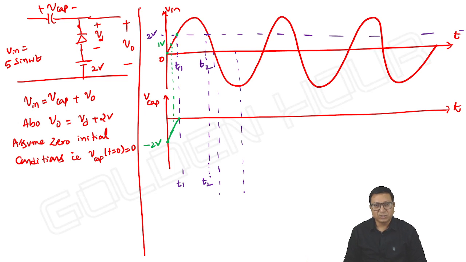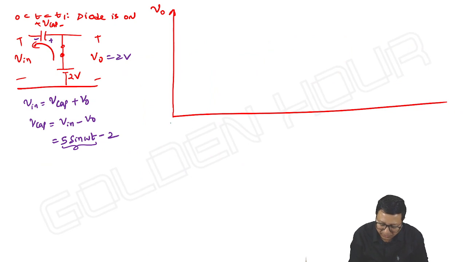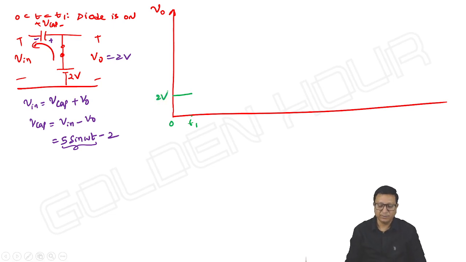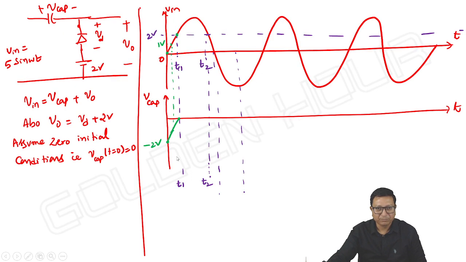Okay, and 0 to T1, what is the output? If you observe the output from 0 to T1, it is simply 2 volts. Okay, this is fine. Next, for t greater than T1, input goes above 2 volts.